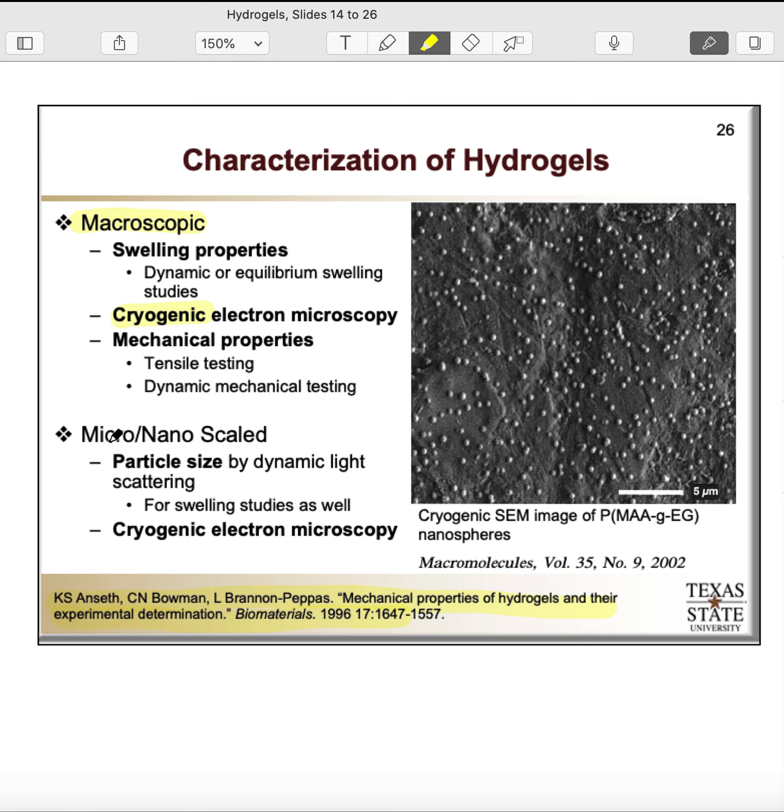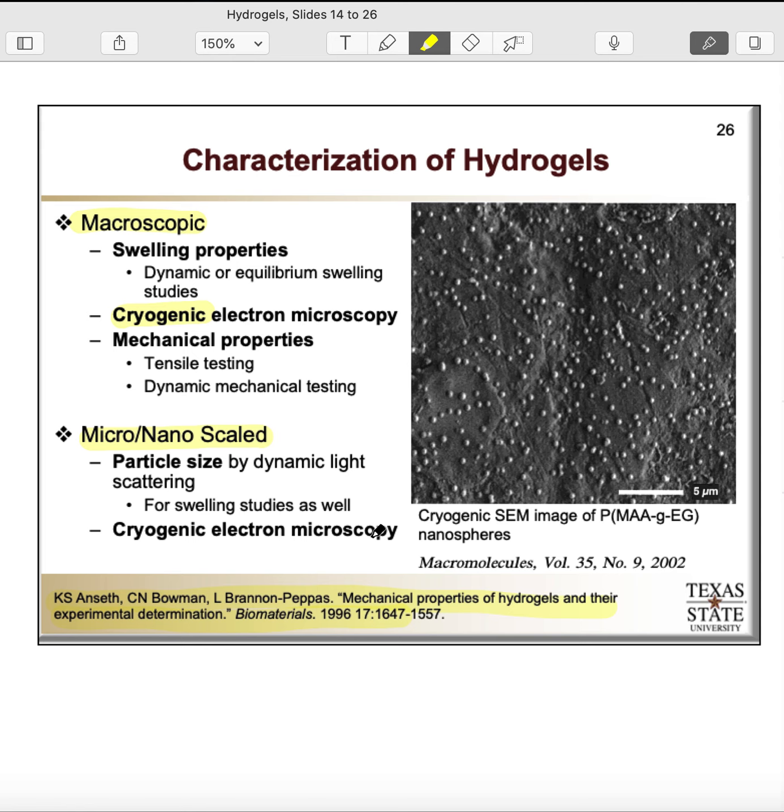Now, if you have a micro-scaled or nano-scaled hydrogel, obviously you won't be able to do swelling studies in the same way, or mechanical testing in the same way, but there are other methods that can be utilized. One of the things that is typically done is particle sizing by dynamic light scattering, and that can be utilized for looking at the swelling of the hydrogels in the micro or nano scale as well. Again, you would be looking at changes in the diameter of those hydrogels.